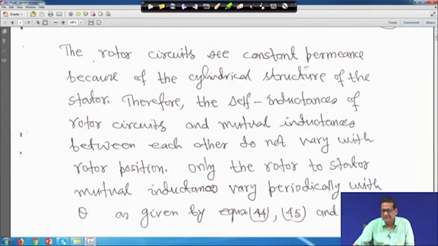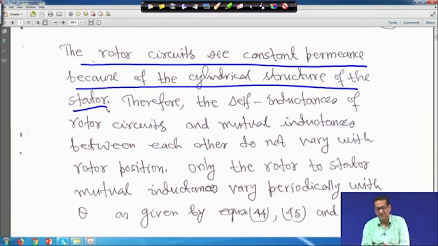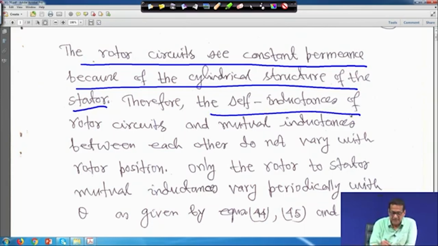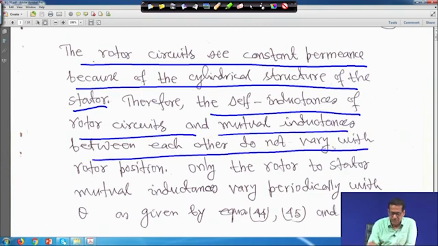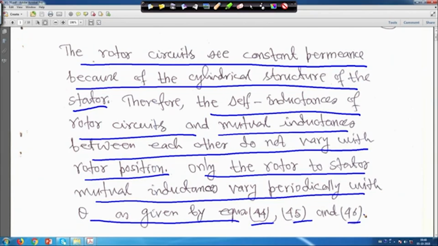The rotor circuits see constant permeance because of the cylindrical structure of the stator, right. Therefore, the self inductances of the rotor circuits and the mutual inductances between each other do not vary with rotor position. Only the rotor to stator mutual inductances vary periodically with theta, as given by equations 44, 45 and 46. This we have derived, right.